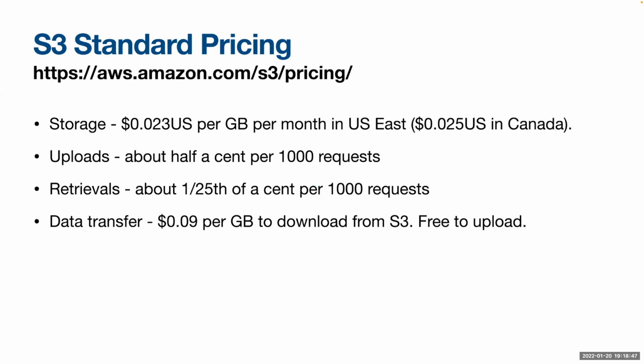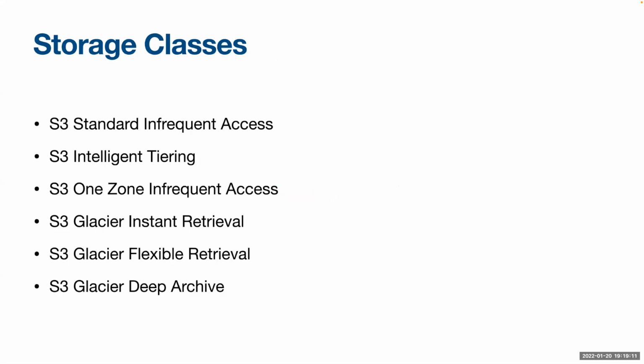S3 standard is the default object class in S3, and it has the highest storage cost. It's 2.3 cents per gigabyte per month in USD, or 2.5 cents in Canada. There are other fees associated with S3, such as fees for uploads and retrievals, and fees for bandwidth you consume when you download from S3. Depending on your usage patterns, you may be able to save on fees by using different storage classes. For example, standard infrequent access cuts your storage costs by about half, but it doubles your retrieval costs. So it's recommended for objects that are accessed less frequently.